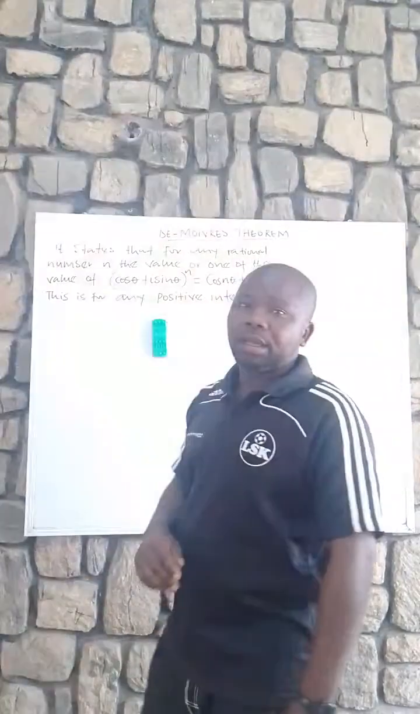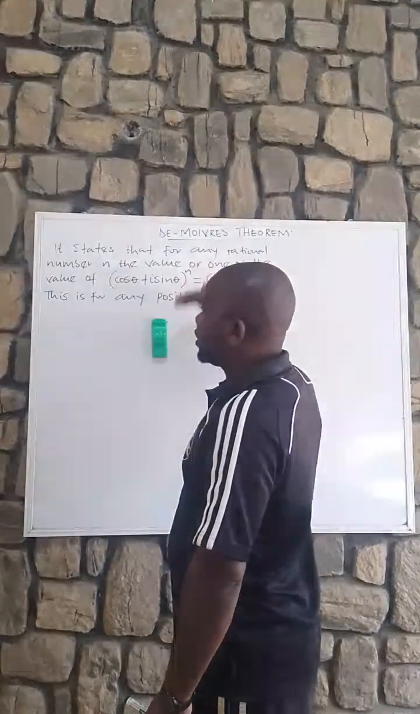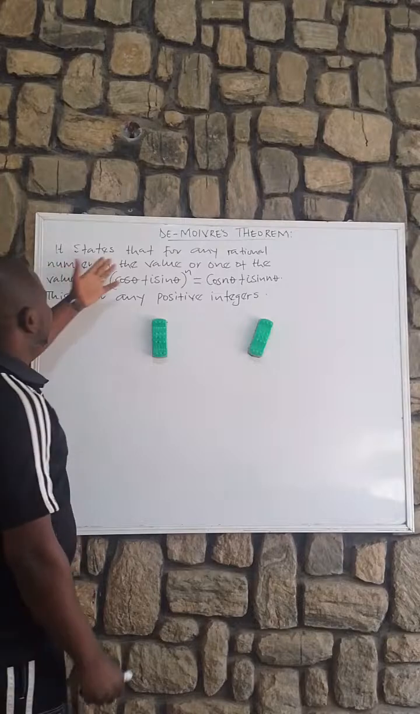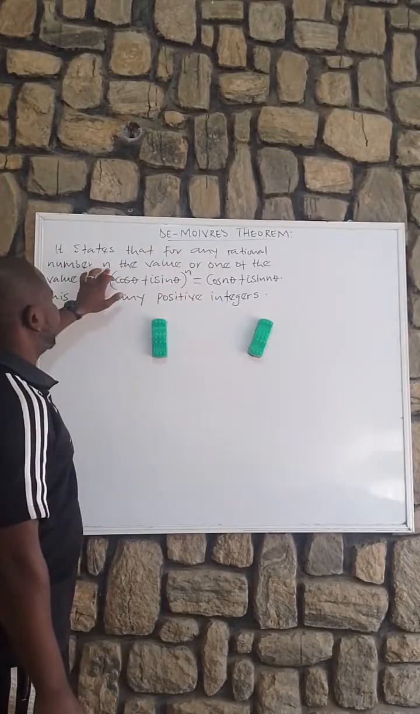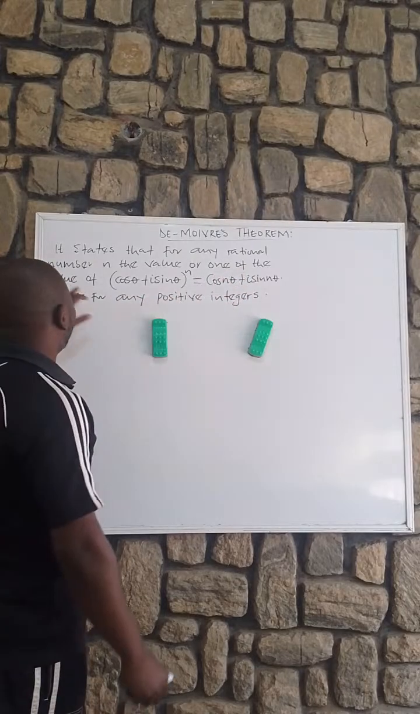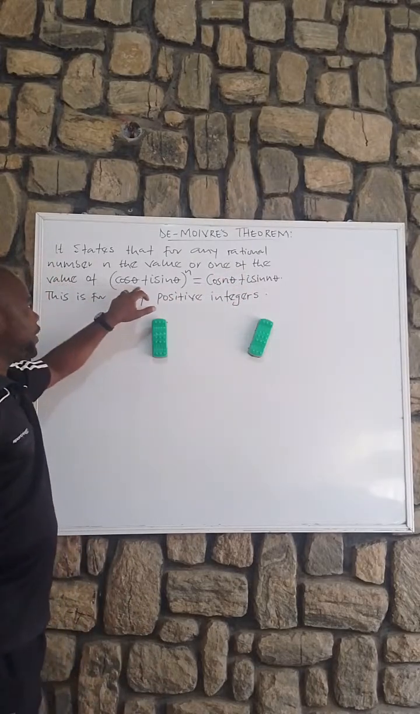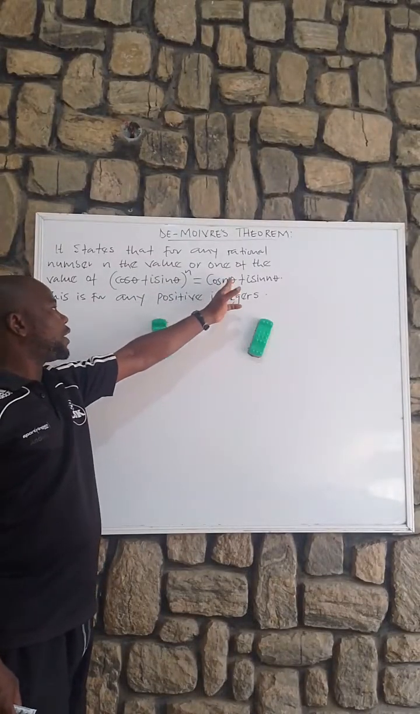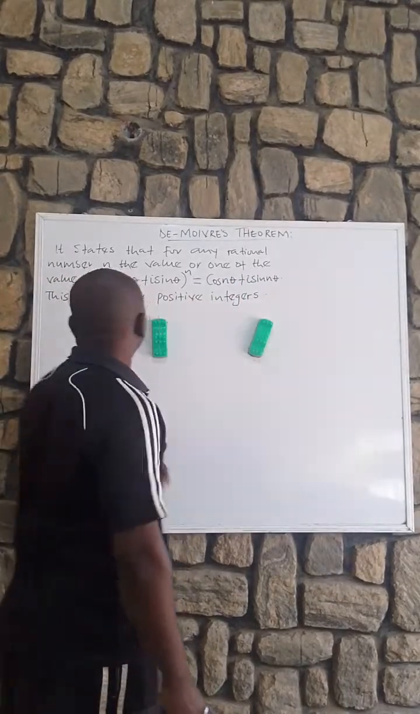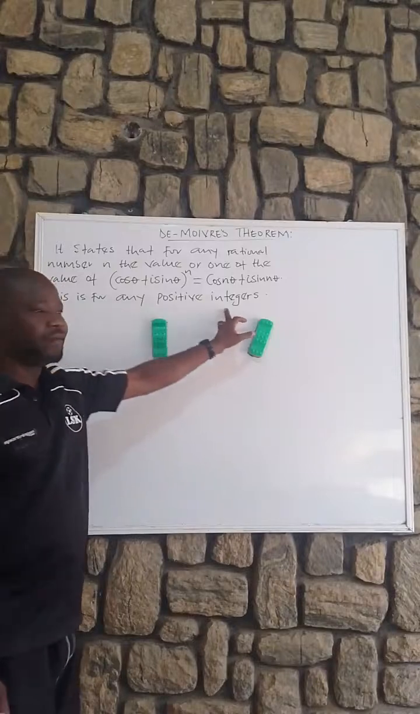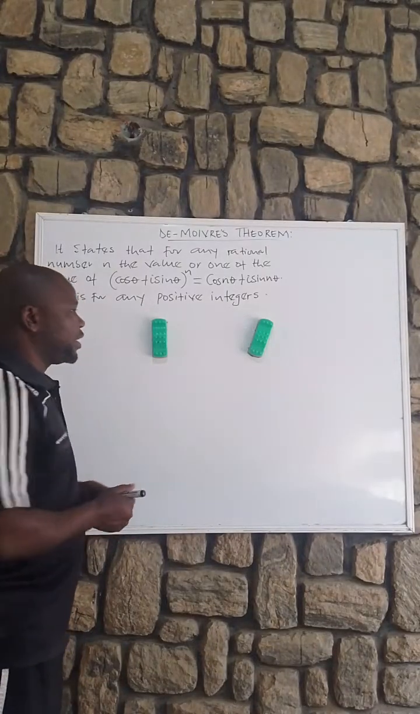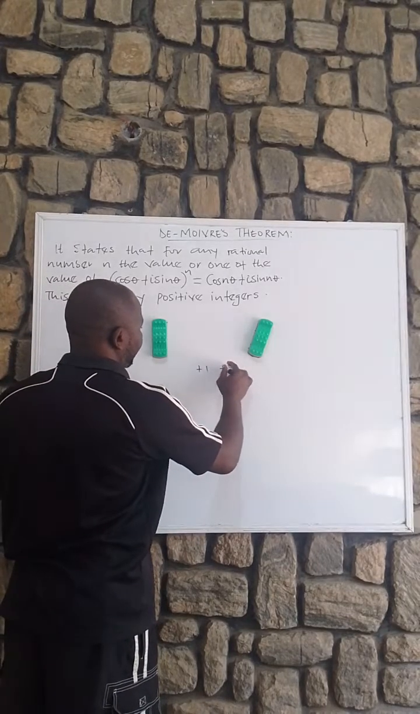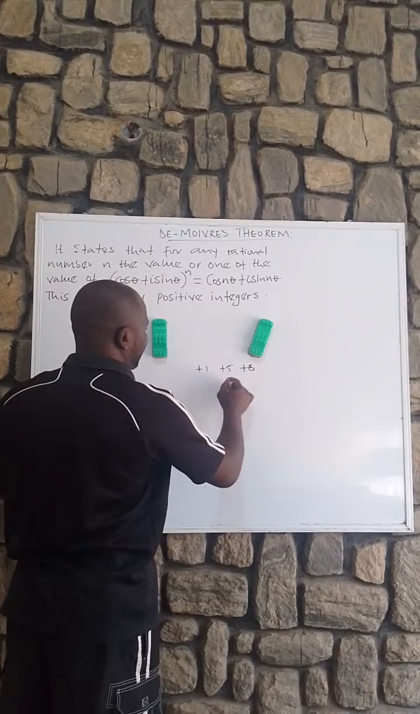De Moivre's theorem is stated here. It states that for any rational number n, the value, or one of the values, of (cos theta plus i sin theta) raised to the power n is equal to cos n theta plus i sin n theta. This is for any positive integers. When we say positive integers, it means plus 1 or plus 5 or plus 6 or plus 10.